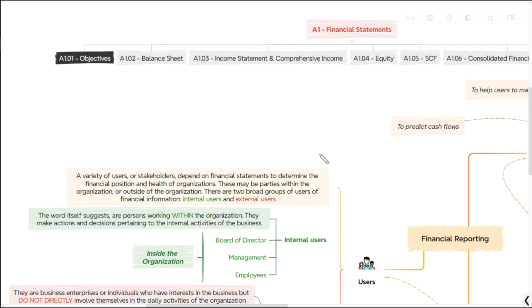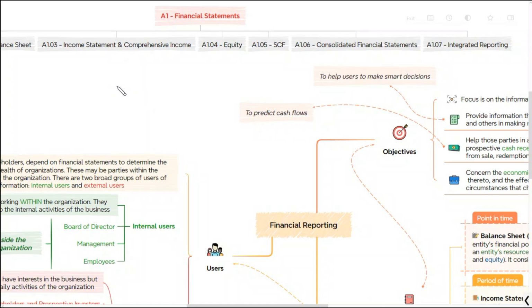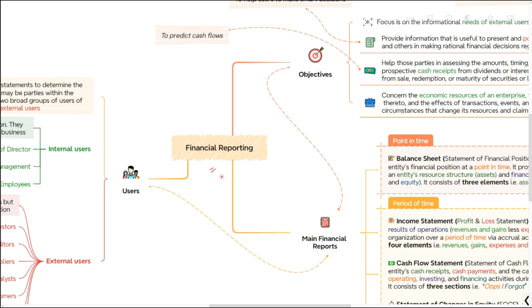Today let us discuss the objectives of financial reporting. What is financial reporting? Financial reporting is how organizations tell their financial story. It's the language used to communicate business performance and position to various stakeholders.